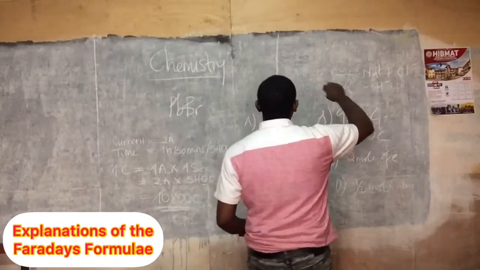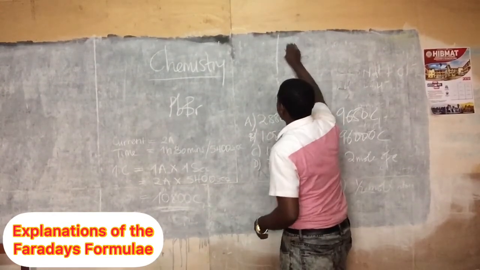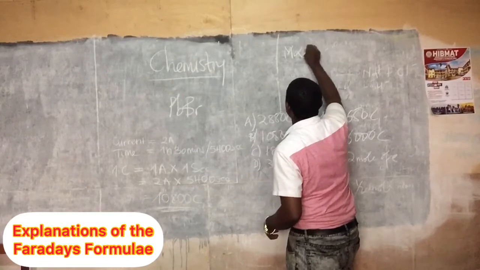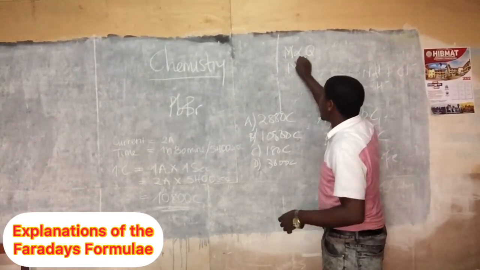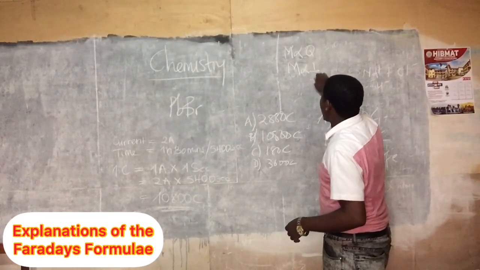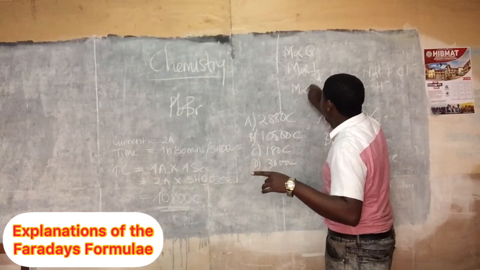Let me explain that formula again. Faraday's first law, what did they put there in bracket at the end? M proportional to Q. What did Faraday's second law say in bracket? M proportional to 1 over Q, or M proportional to Z.